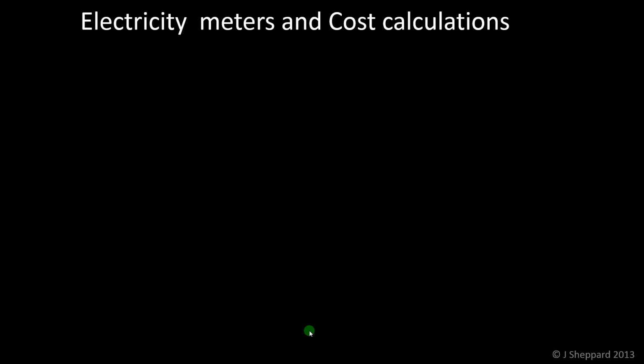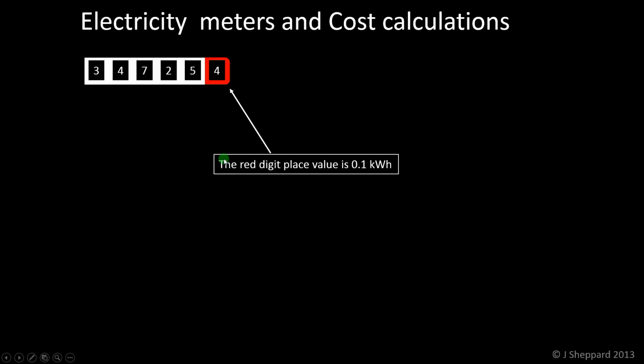Okay, a little point about electricity meters. One way that you can get the energy consumption of a device is that calculation that we just talked about. Another way is reading off a meter. So the dial on a digital electricity meter looks a bit like this. The little red digit on the end here is the 0.1 kilowatt hours. So it's just like a normal number. So this reading is 34,725.4 kilowatt hours.